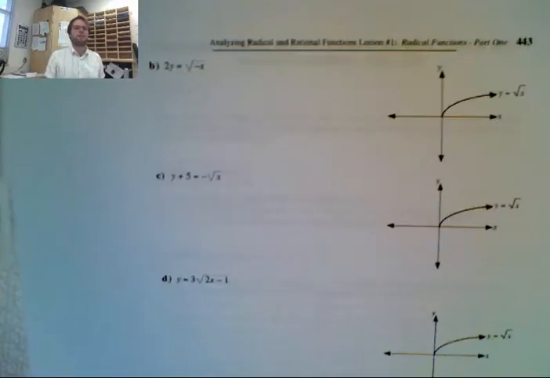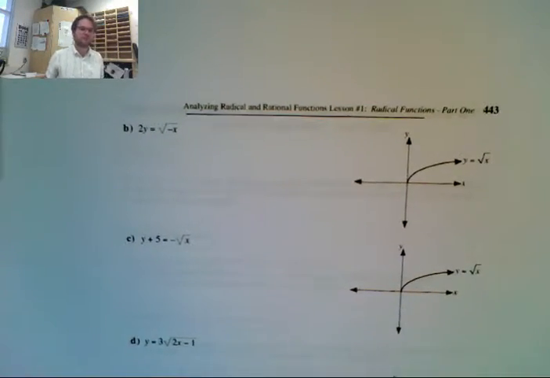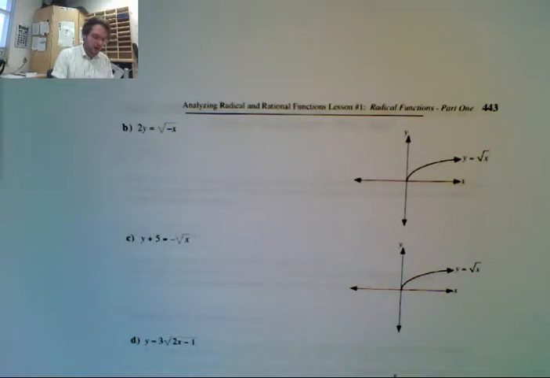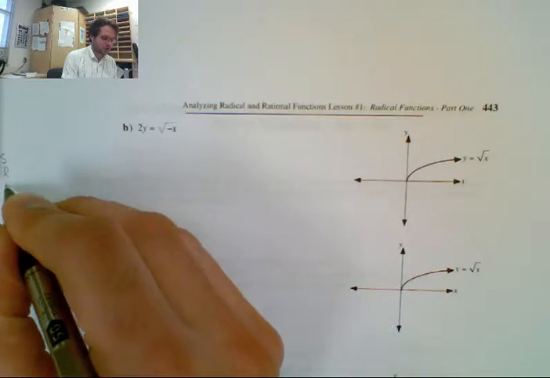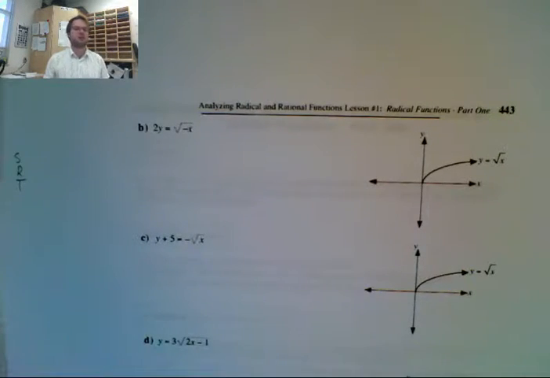Let's take a look at B here. Once again, we have to look at my stretches first, my reflections, then translations. So just remember, stinky rotten tomatoes.